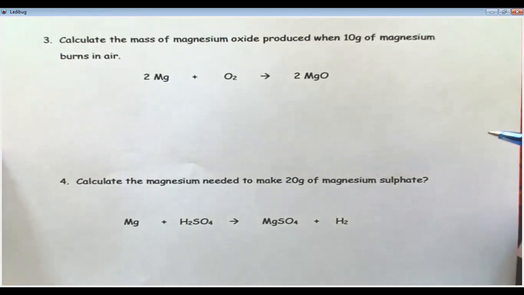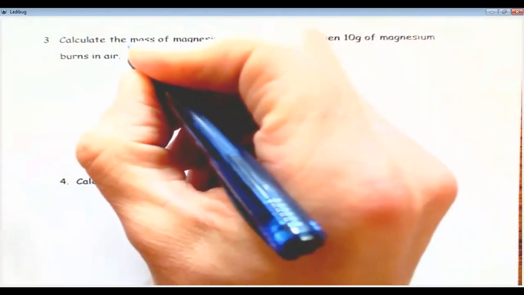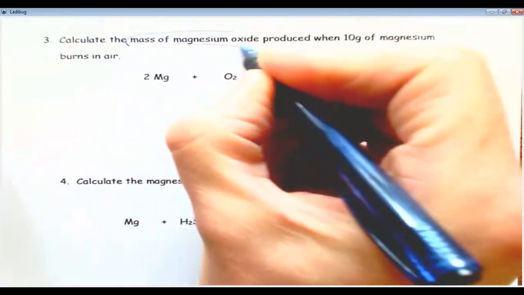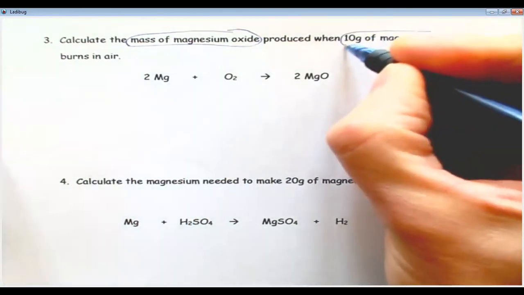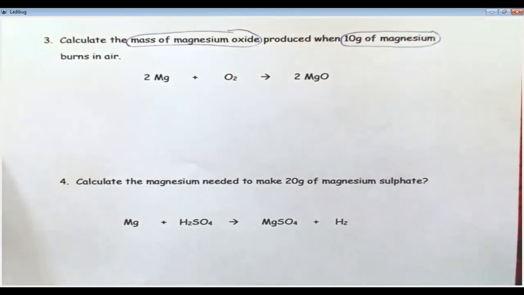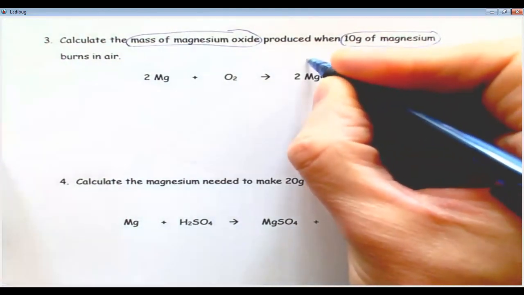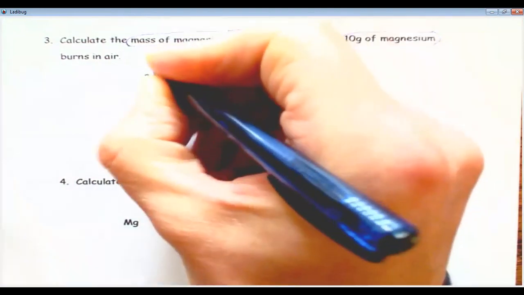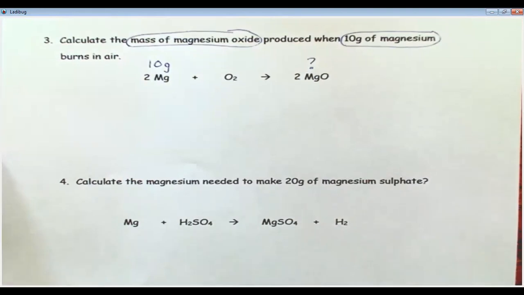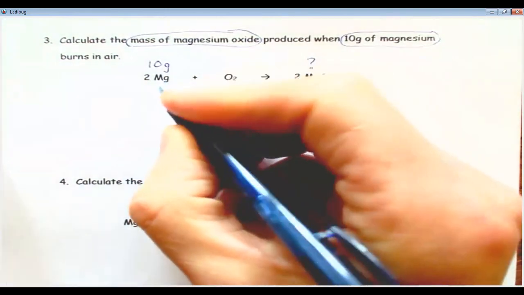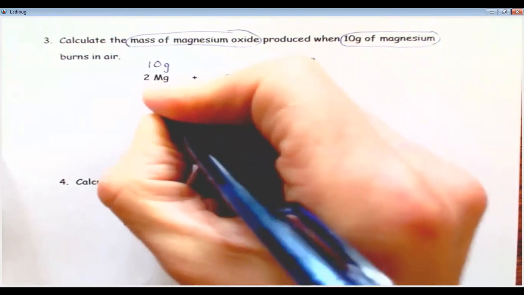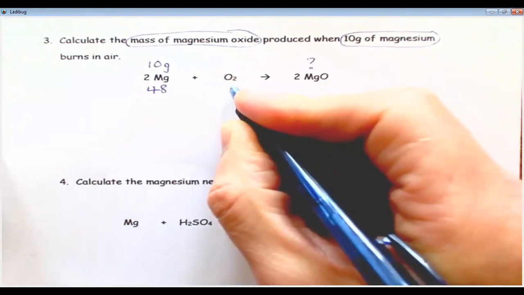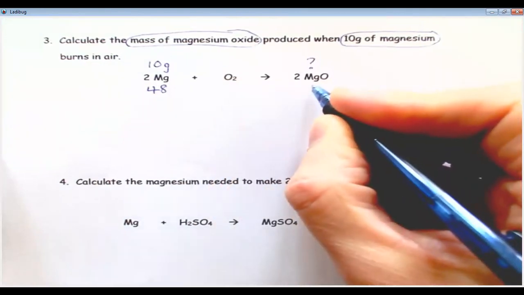Question 3 says, calculate the mass of magnesium oxide produced when 10 grams of magnesium burns in air. There's the magnesium oxide, that's the question, when 10 grams of magnesium burns in air. Let's put the mass numbers underneath. So 24 times 2, 48. I'm not going to do the oxygen this time because it's not asking us about that in the question, but now I'm going to do this one.